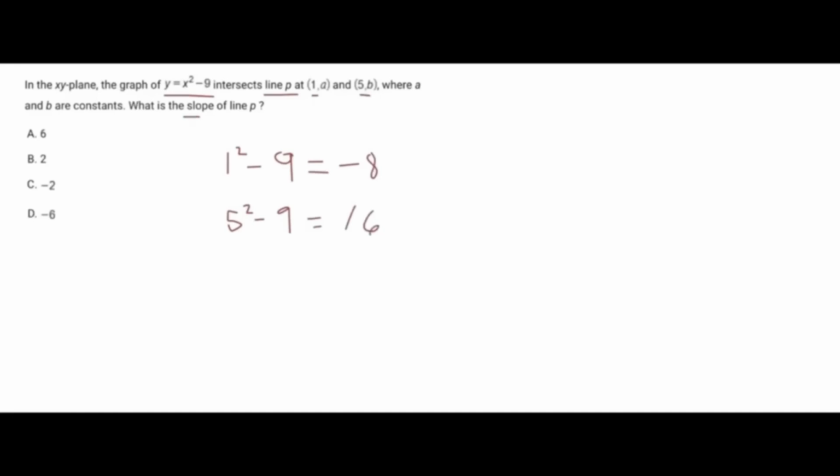But they want to find the slope of line P. So that's just rise over run, or change in y over change in x, right? Our change in y is from negative 8 to positive 16, so that's a difference of 24. And so 24 will go on top for our change in y. Now our change in x is between 1 and 5, so to go from 1 to 5, that's a change of positive 4. So ultimately our slope is 6, and so our answer choice is letter B.